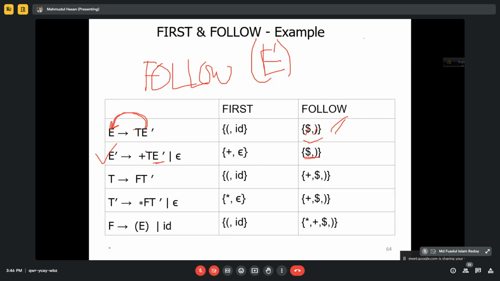Sir, my question is, in the right side of E there is a closing bracket. If there is no closing bracket or other element like a terminal or non-terminal, what will be the follow? Just E like that. In that case, the follow of E is equal to the follow of F. Yes, sir.